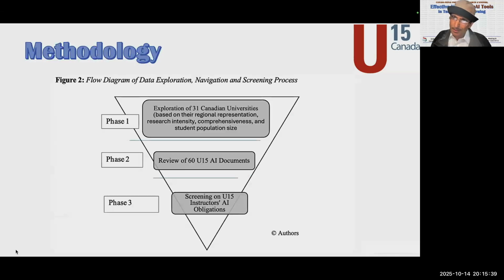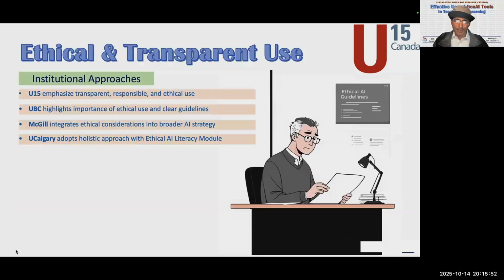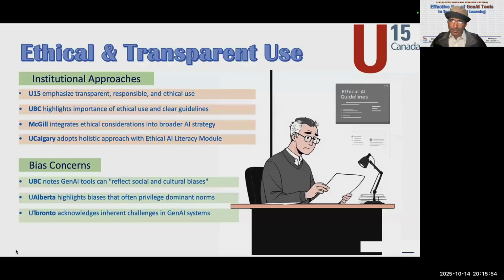And I'm not talking about the methodology, it's just the coding process, the screening process, and how these policy documents across 15 universities are coded, screened, and selected for the study. And what we found is that most of the U15 institutions are focusing on ethical and transparent use of GenAI tools. Different universities use slightly different language, but mostly they're saying ethical use, transparent use, so that there should not be any academic dishonesty.